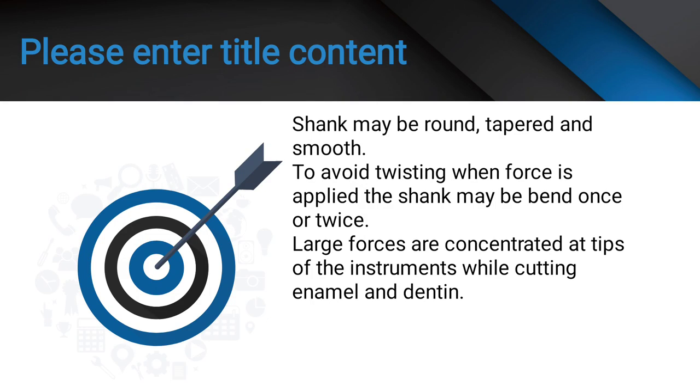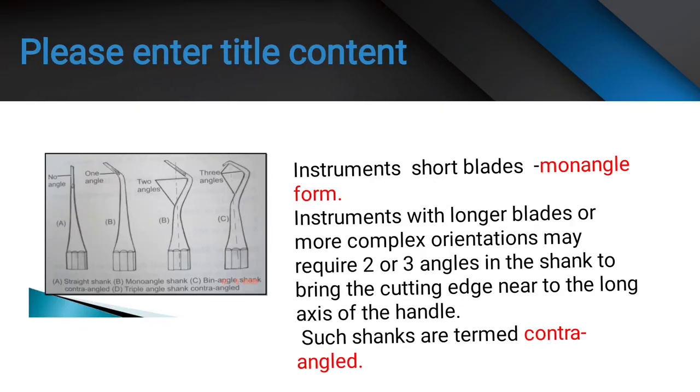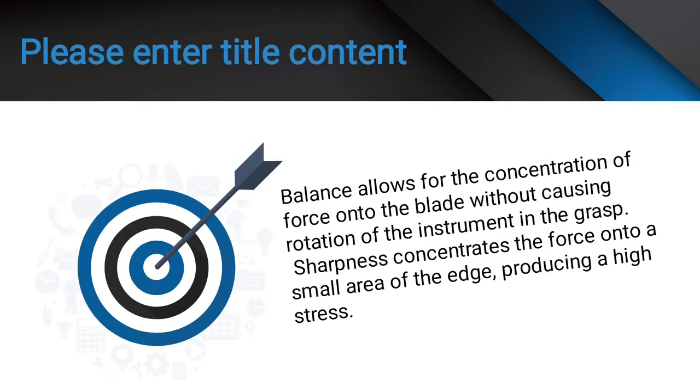Earlier instruments had handles of quite large diameter and were grasped in the palm of the hand. A large heavy handle is not always conducive to delicate manipulations, so smaller handles were introduced. Whenever large forces are applied, the instruments tend to rotate. To avoid this, balance should be given to the instrument.